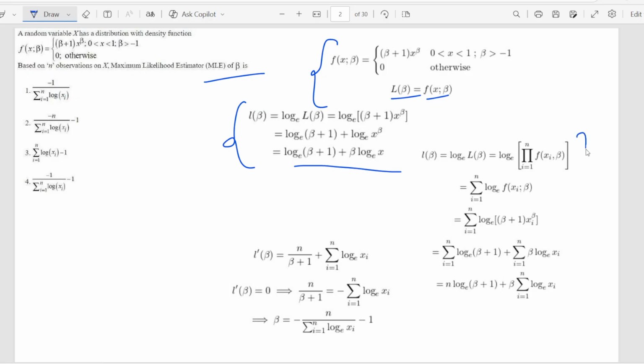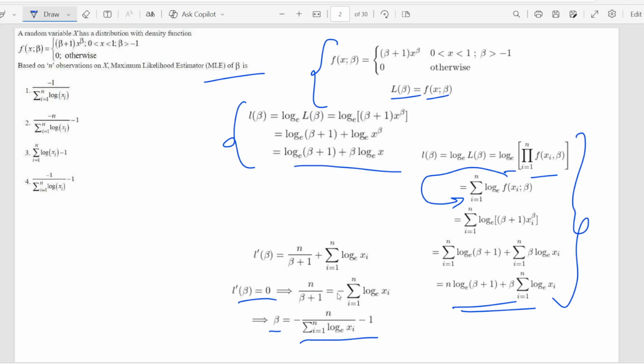Then we compute the log likelihood for the entire sample of n observations, which is nothing but the log of the joint PDF. And the log of this product breaks into the summation, which when expanded gives this form. And the final step, just differentiate this and equate the derivative to 0 and find beta on the LHS and the other expression on the RHS. That would be the maximum likelihood estimator over here.